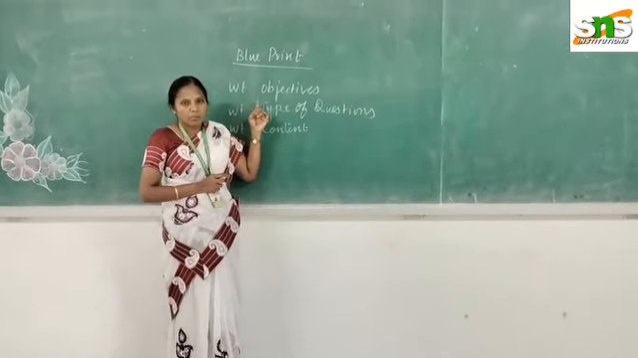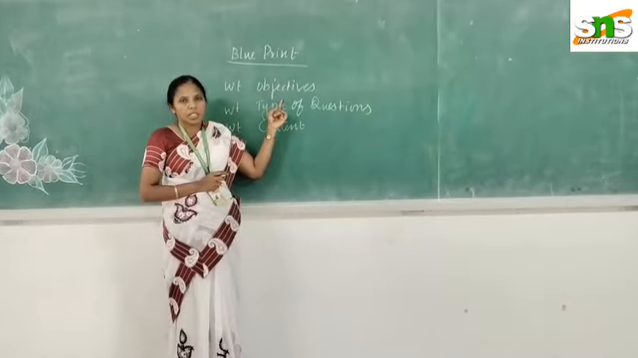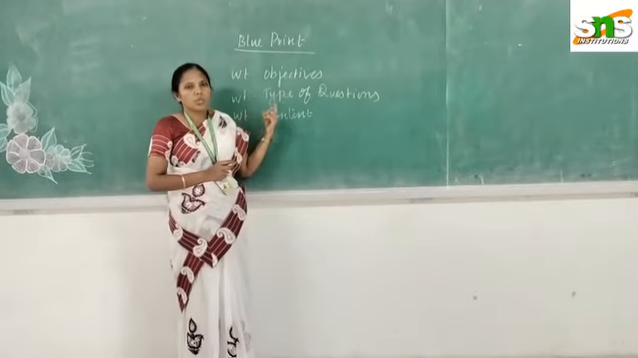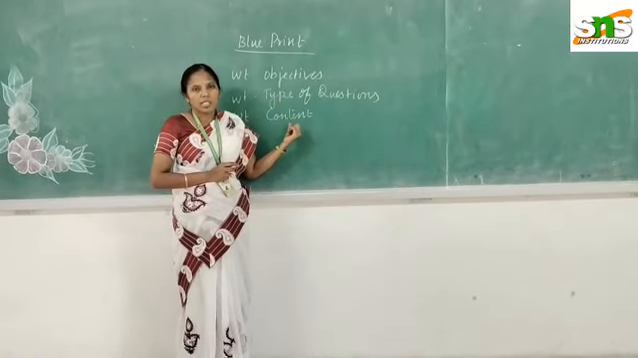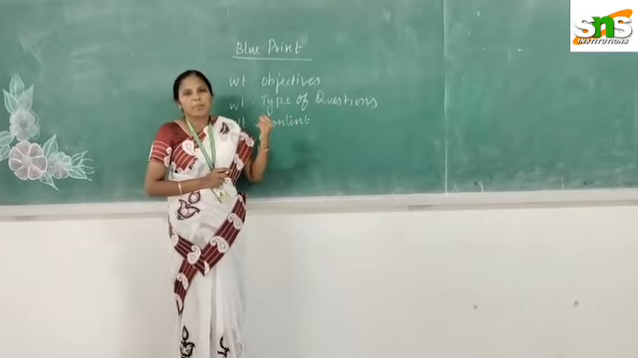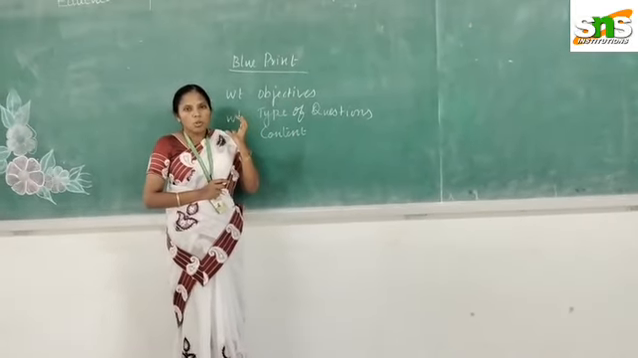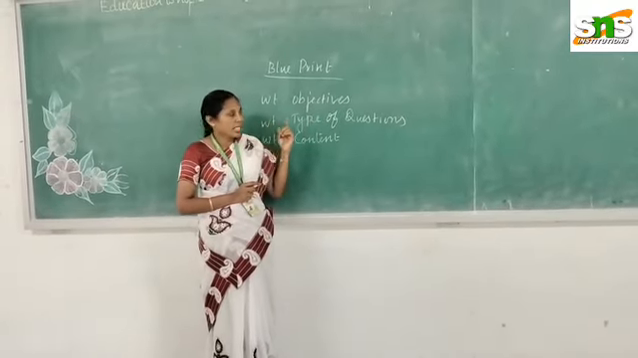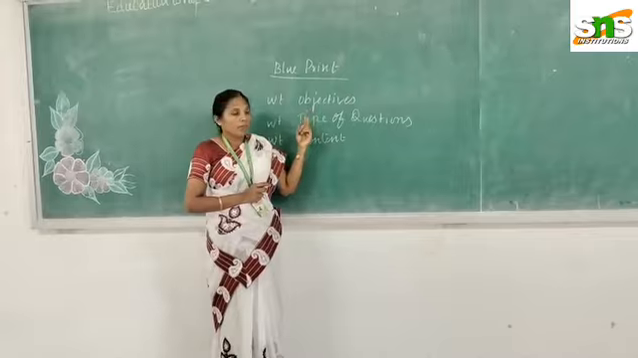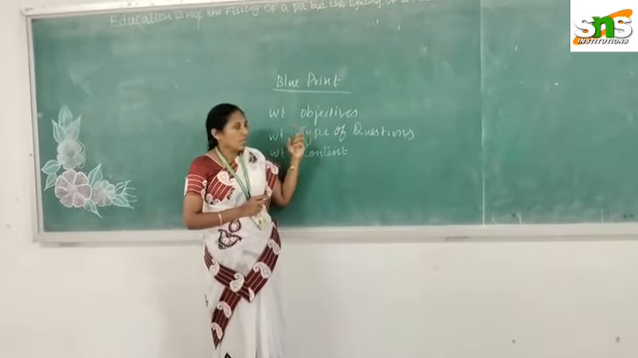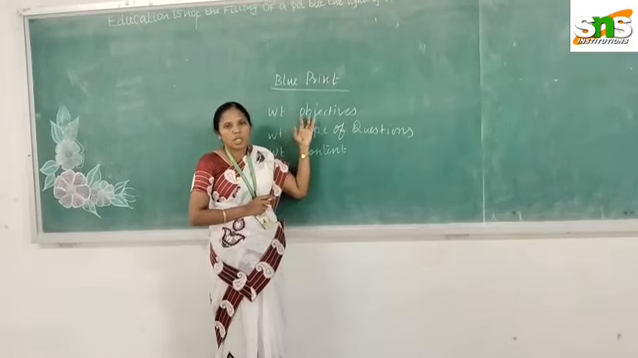It is nothing but weightage to the objectives, weightage to the type of questions, and weightage to the content. That's why we say that it is a three-dimensional chart. So the blueprint reflects three things: weightage to the objectives, weightage to the type of questions, and weightage to the content. First we will see the weightage to the objectives.